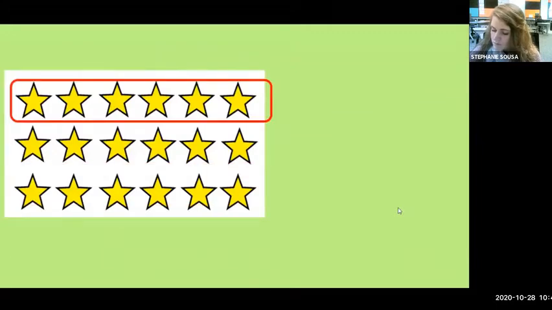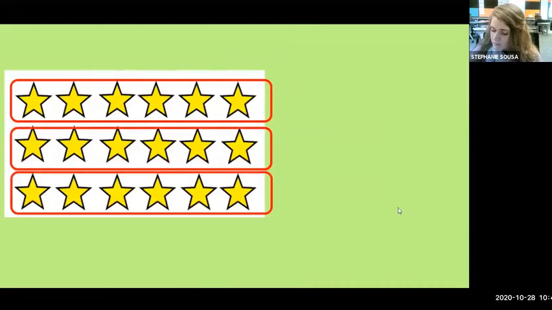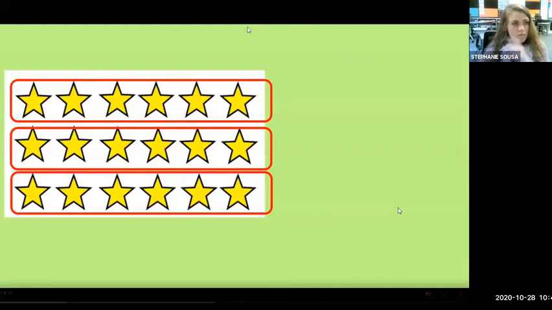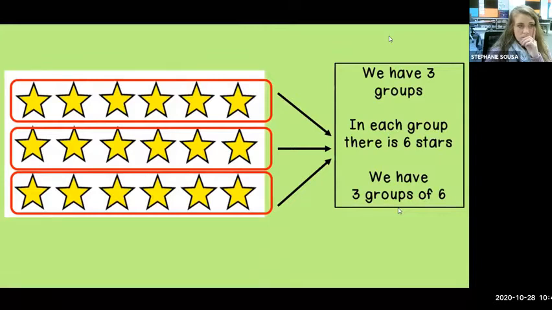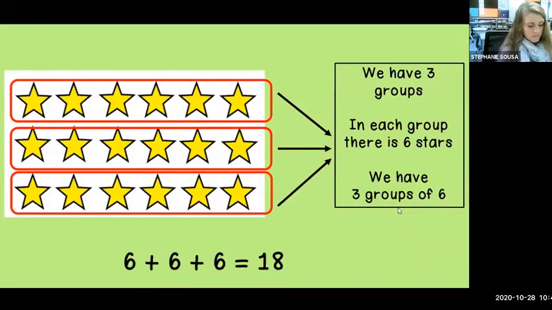Let's take a look at this array. We have 1, 2, 3 groups, and in each group is 6 stars. We know we have 3 groups. In each group there are 6 stars, so we have 3 groups of 6. If we were to write this as a repeated addition sum, we would write this as 6 plus 6 plus 6 makes a total of 18.